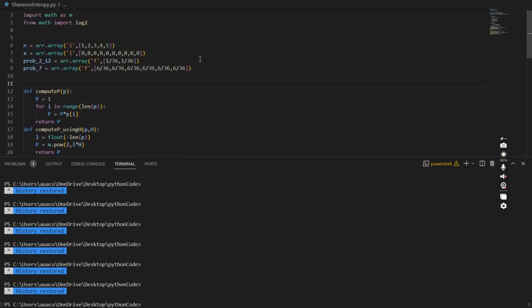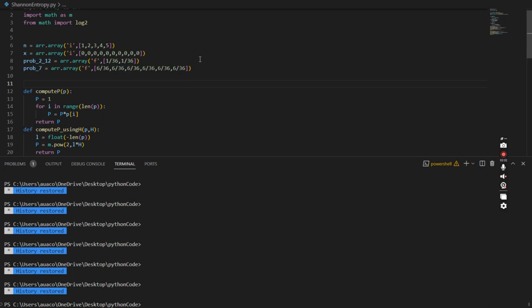So let me give you two arrays. N is an array 1, 2, 3, 4, 5, which could represent 5 entries. X is an array of 10.